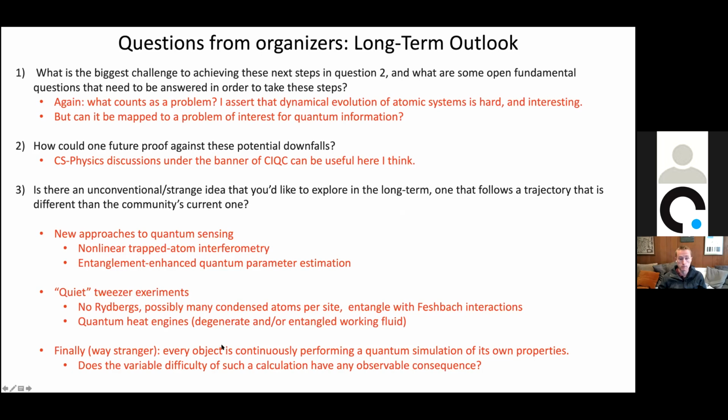And finally, here's a super strange idea, probably crazy, which is that every object is, in some sense, simulating its own properties continuously. And I don't know if this is even a well-posed question, but that must be harder for some objects than others. And I wonder if the variable difficulty of that calculation has any observable consequence.